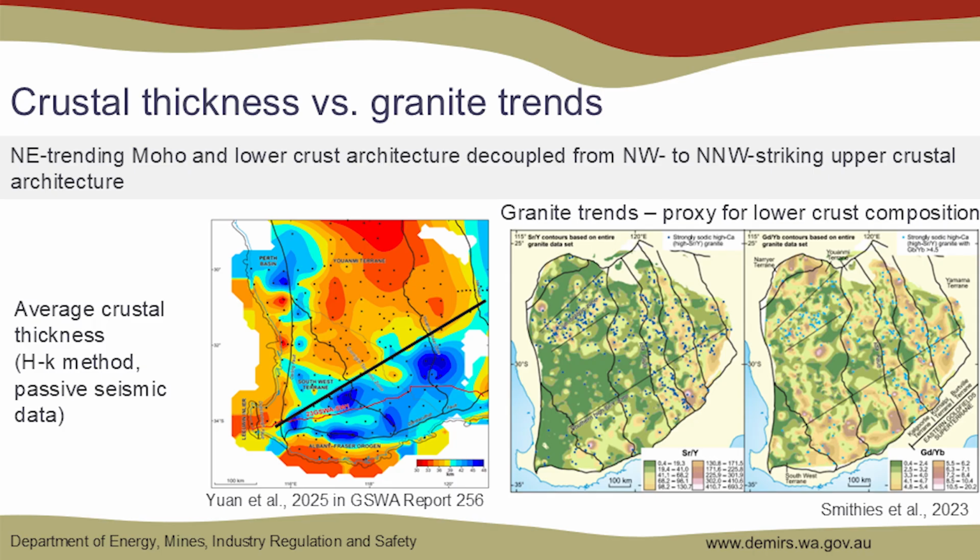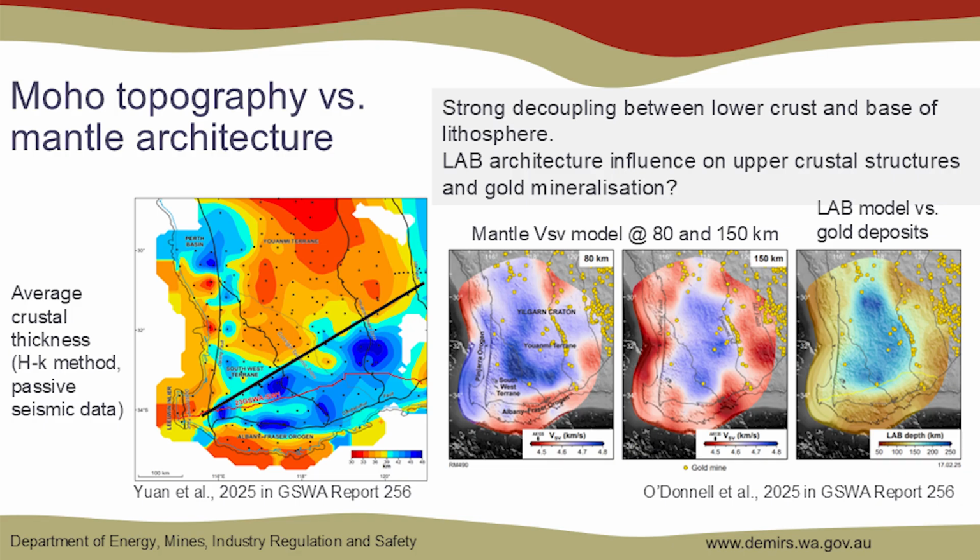But now if we look even deeper and compare the moho topography shown here with the mantle architecture, we can see a potential correlation between the crustal architecture and that slice at 80 kilometers depth. But clearly there are no more correlations between the base of the lithosphere architecture and the base of the crust.